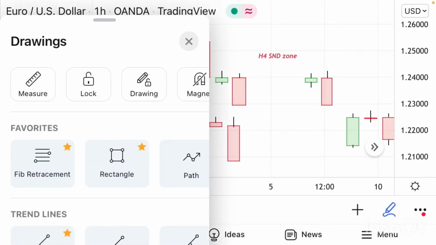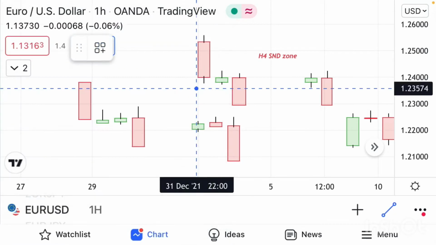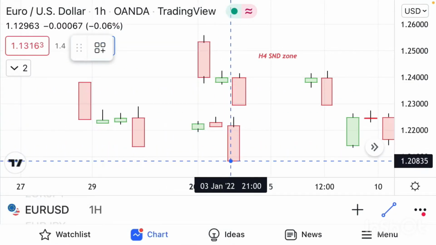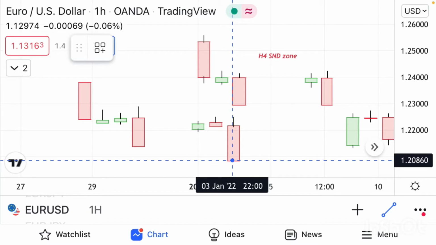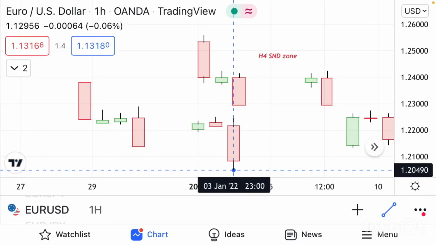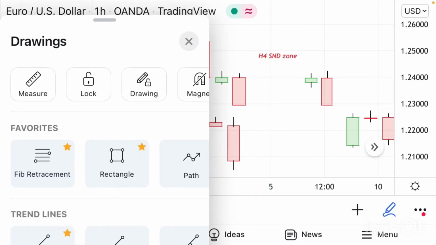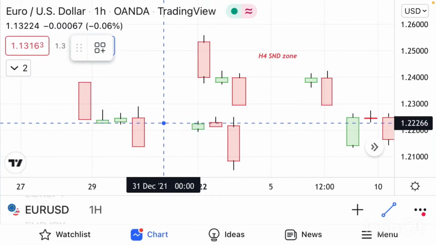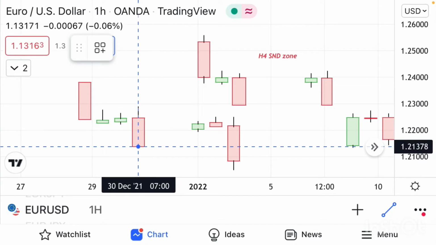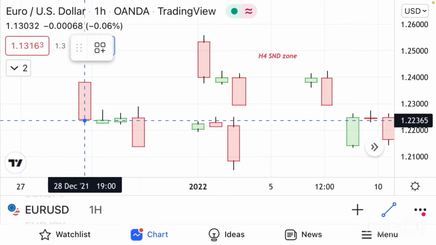All you need to ask yourself once you come into the chart is: what trend are we on? Are we on an uptrend or a downtrend? If we are on an uptrend, you will be expecting higher highs and higher lows. That is what you will be expecting.